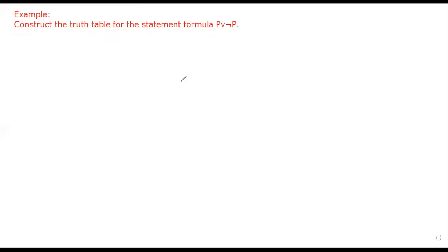P or negation P. Yes, P or negation P. But here, how many variables are there? See the solution. Variables. How many variables are there? There is only one variable, P.